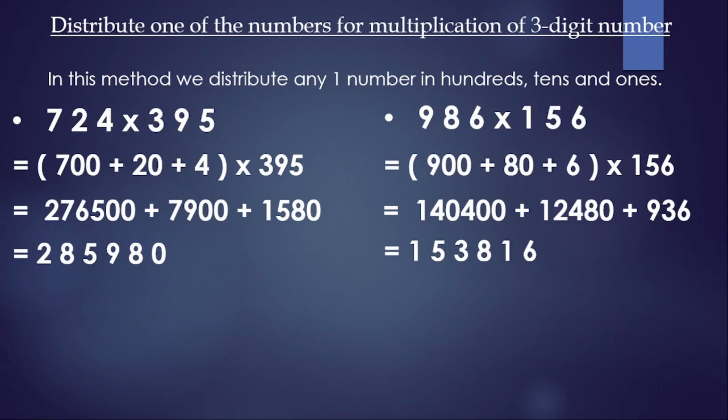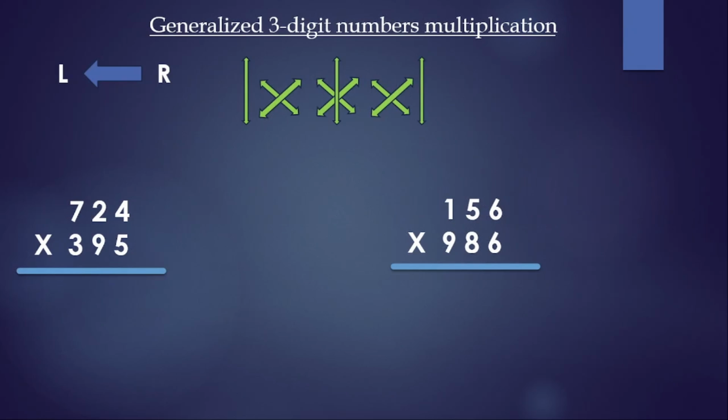153816. You can try a few questions yourself by distributing and also try solving the same question using the regular method. See if you can see some difference in time calculations. Let's move on. Now comes the bumper method, the method which is applicable for any kind of 3-digit multiplication, and it can really make things very simple.